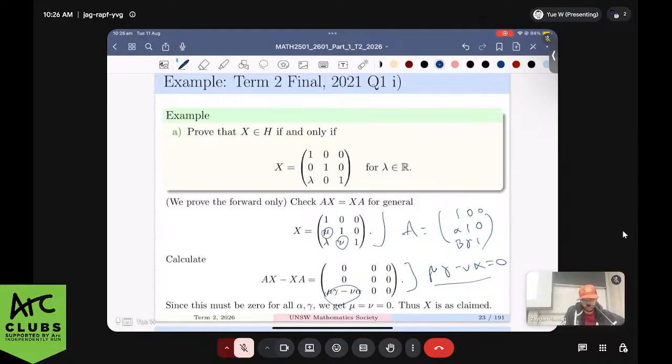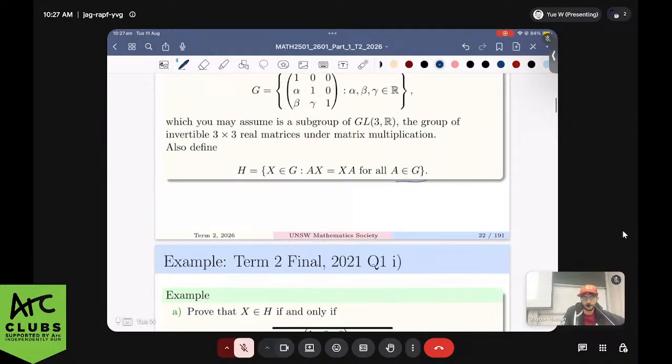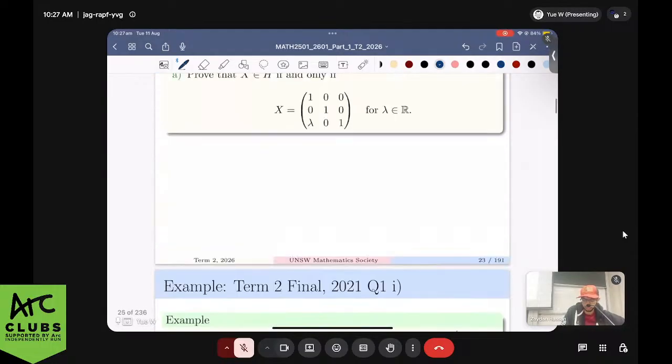You could take gamma equal to 1, and you could take alpha equal to 0, and you get mu times 1 minus mu times 0 equals 0, or just mu equals 0. And you can do something similar to show the other one is 0, nu is 0. So that means these two entries must be 0, and X is as claimed here. Since this is if and only if, you'll also have to prove that this X does actually satisfy AX equals XA for all A, but we'll skip that for now.